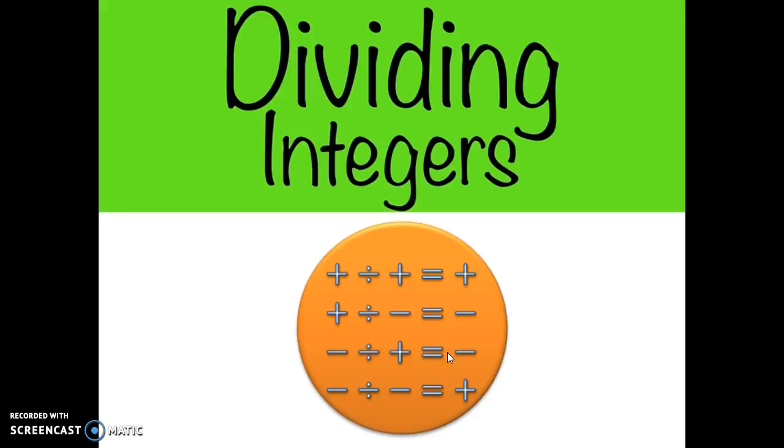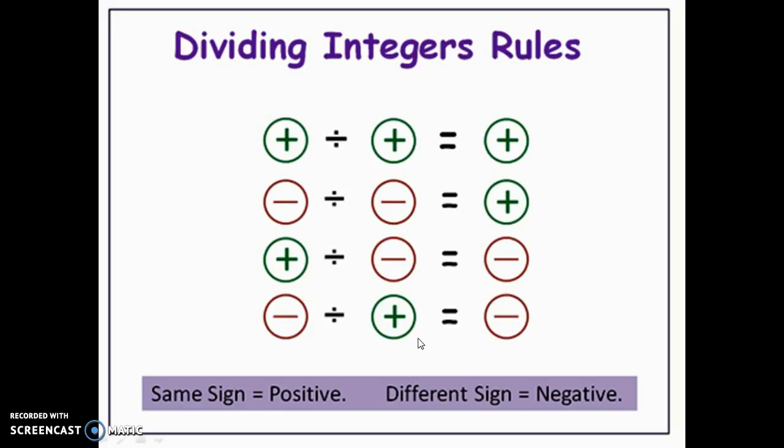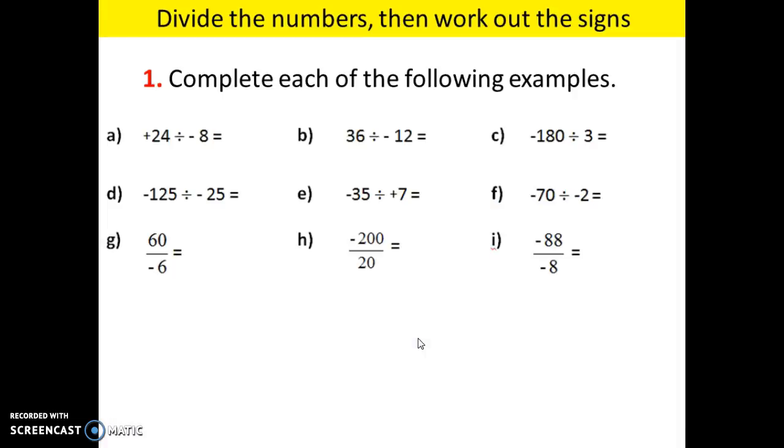Okay, we're dividing integers. This is the same idea. When we're doing our positive divided by positive, we get a positive. So the terms are the same. So here the 2 positives or the 2 negatives, you get a positive answer. And as soon as you're doing opposite signs in the divisions, then you get negative answers. So that's our rules. So looking at these examples, again, we work out the division.